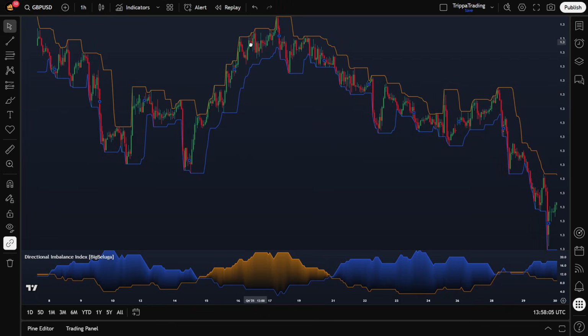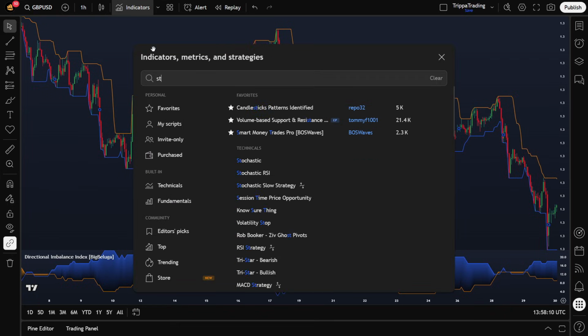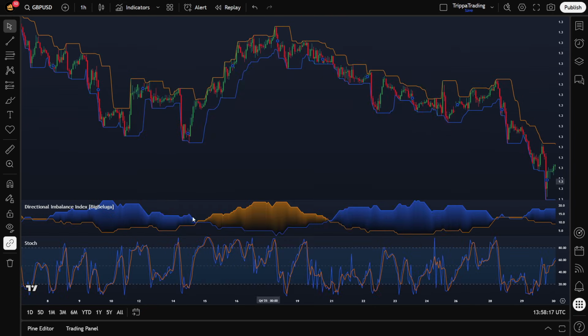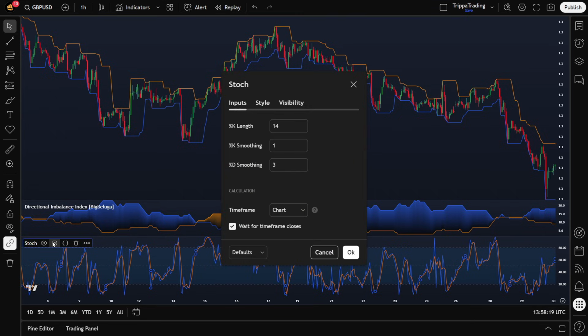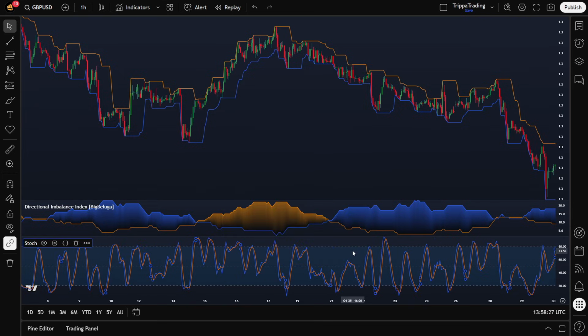This one is extremely simple. First, we add another indicator to help with pullbacks. Search for stochastic and select the built-in one. After that, open its settings and set K% length to 7. Then set K% smoothing to 3. Keep everything else the same.